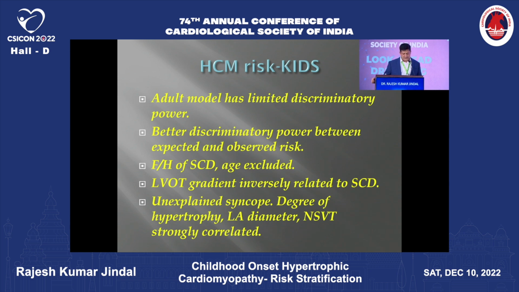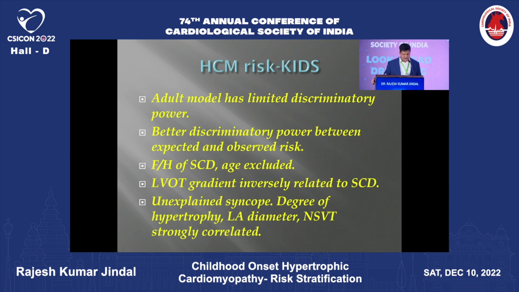Family history of sudden cardiac death and age are not included when we calculate the risk prediction for the younger population. And they said the LVOT gradient has actually got an inverse relation to sudden cardiac death. So a gradient of more than 100 millimeters of mercury means the patient has a lesser risk of sudden cardiac death. This was found in a large observational trial. And when they tested the accuracy of the HCM Risk-Kids model, they found that this particular finding holds true for the younger population.